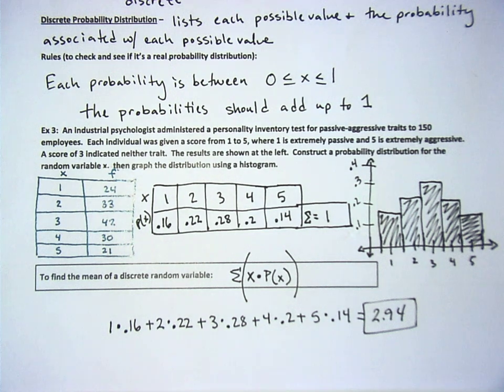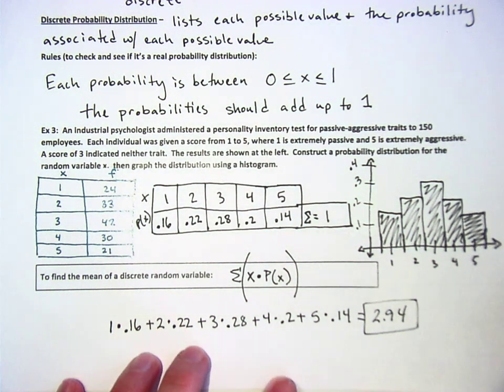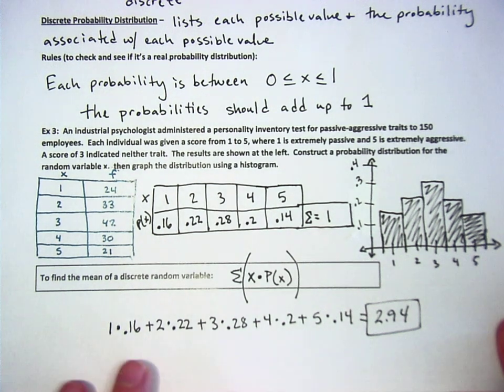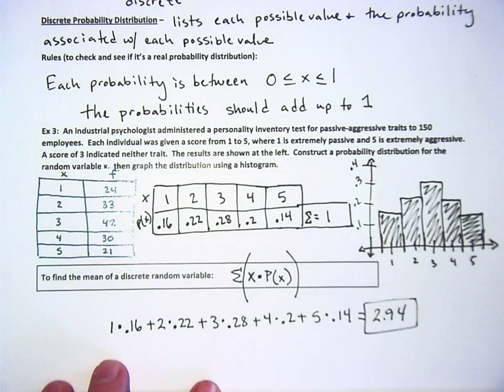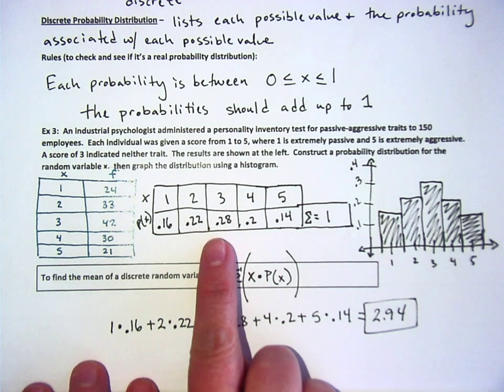Something to think about that I always want you to think about, especially on the AP test, is you should look at your answer at the end and see if it's reasonable. Because basically what you're saying right now is, what's the average score on this personality test? If you don't get an answer between 1 and 5, you're wrong. Because all the scores in the personality test were between 1 and 5. Okay? Everybody understand that?